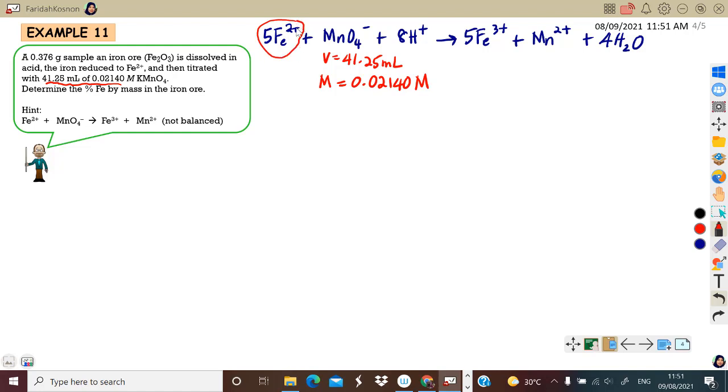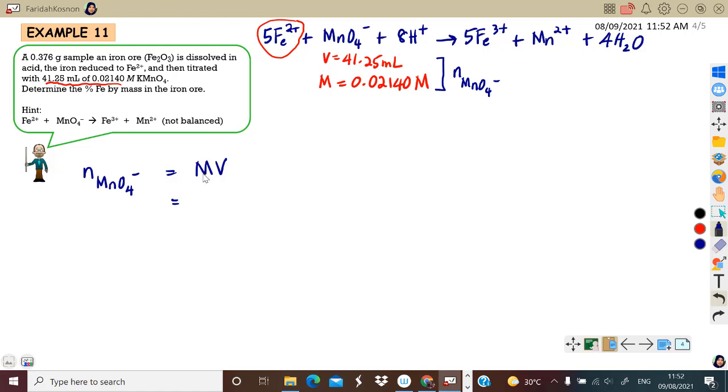But from this information, daripada maklumat concentration and volume of permanganate ion, actually kita boleh dapatkan mole of permanganate ion. So, kita akan relate mole to mole. Kita akan relate mole of permanganate ion dengan mole of iron 2+. So, now, let's continue by calculating the mole of permanganate ion used in the titration. So, by using MV, or MV per 1000.